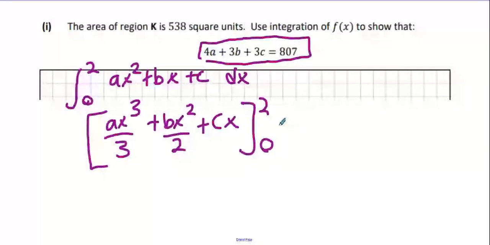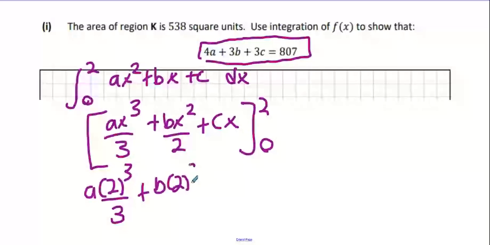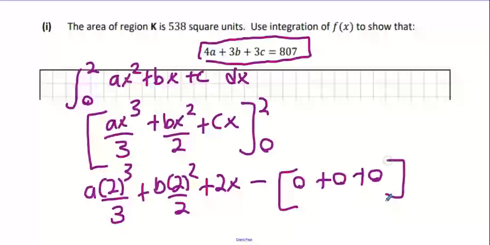Okay. Next, I'm going to do what we always do. I'm going to replace it in, so it's going to be a times 2 cubed over 3 plus b times 2 squared over 2. And cx is going to be 2. Okay, so c times 2 is 2x. Then it's going to be minus. And because there's an x in every one, it's all going to be zeros because x gets subbed in.